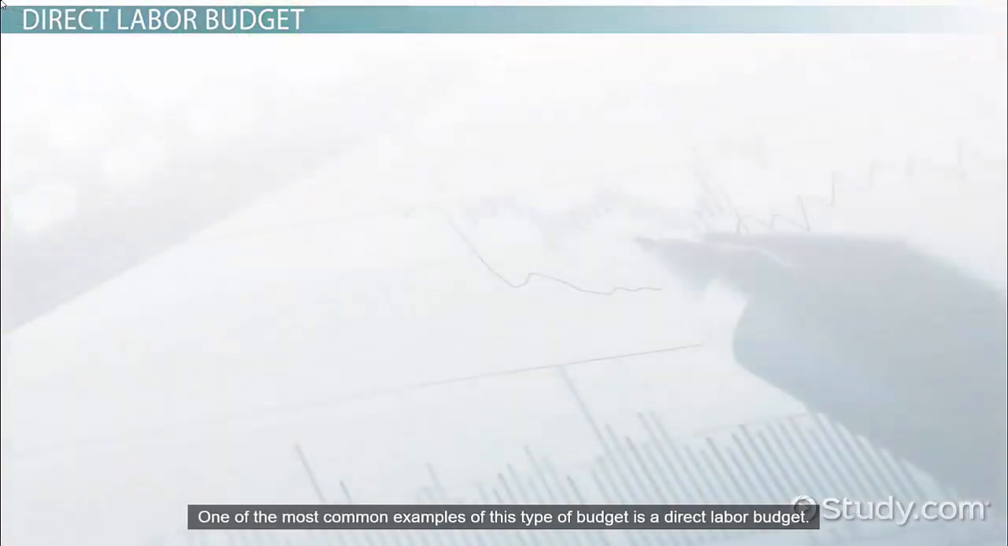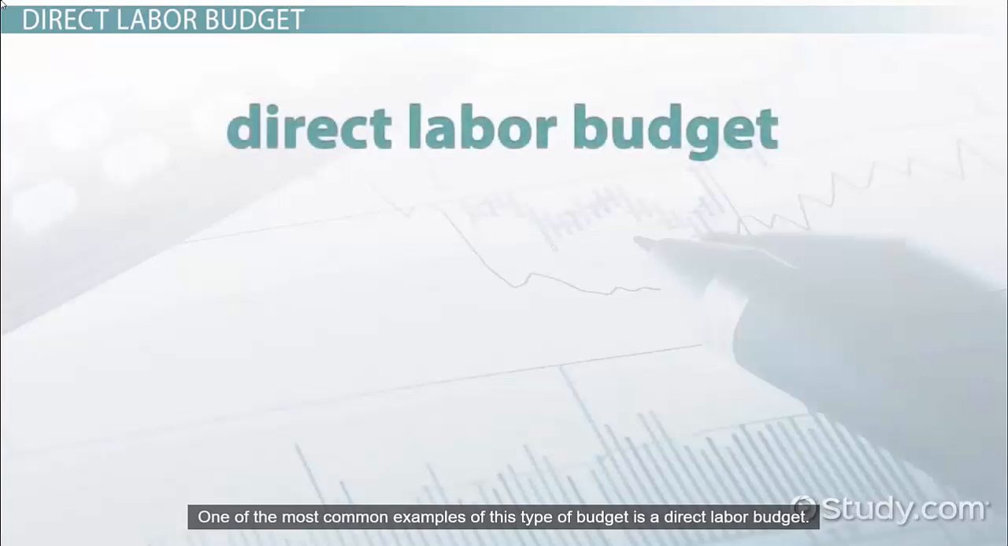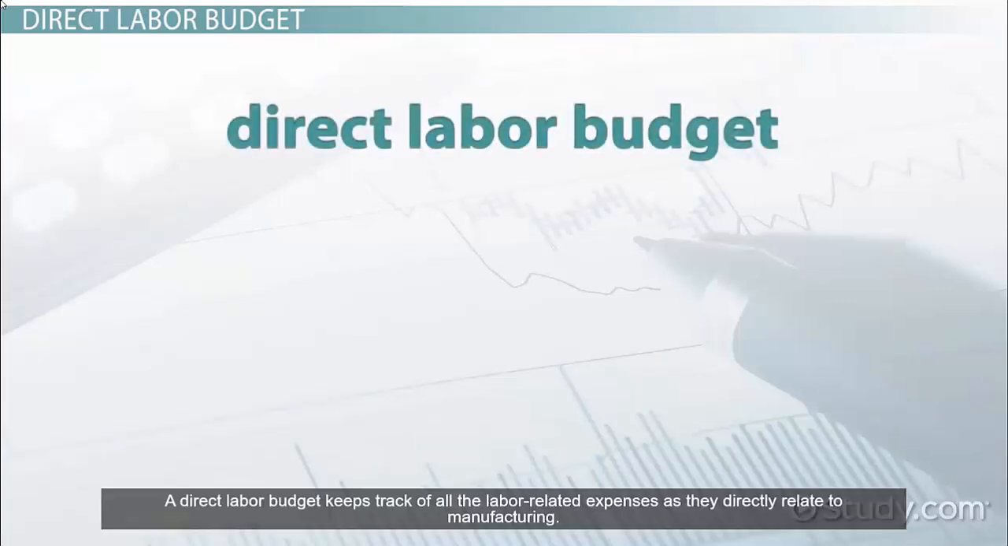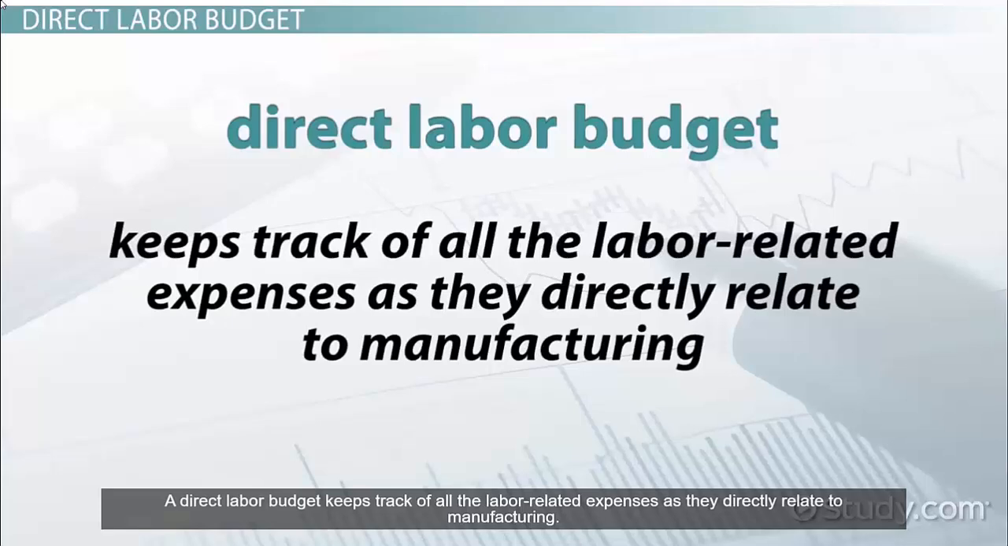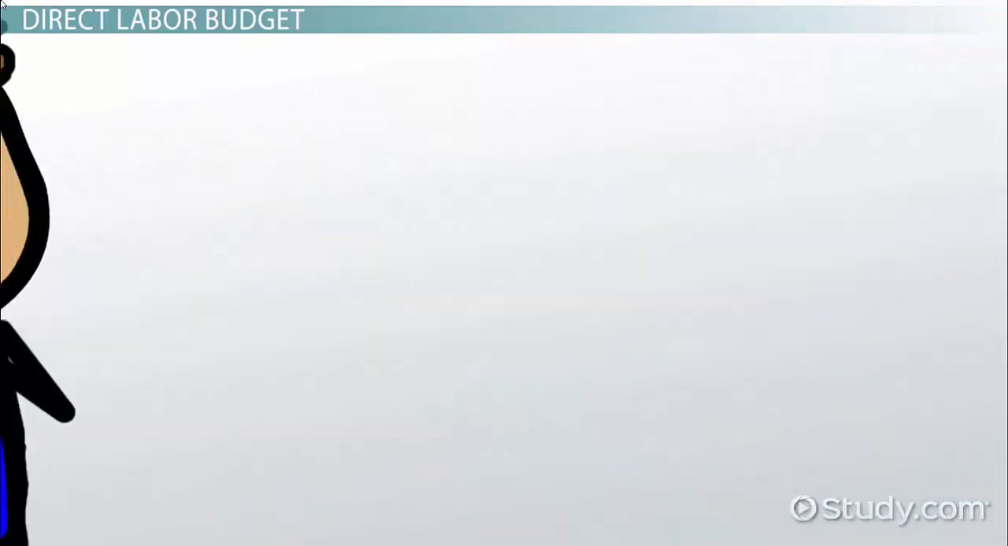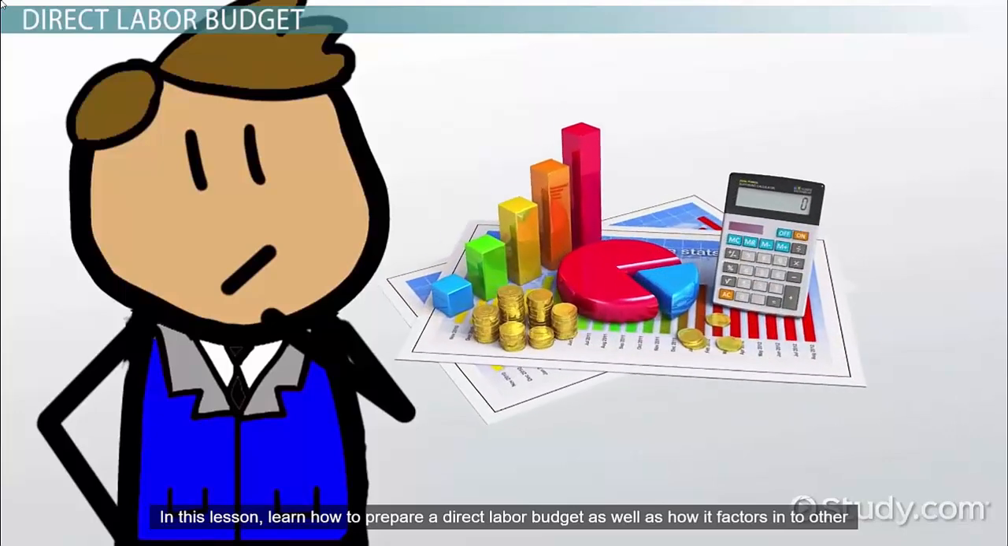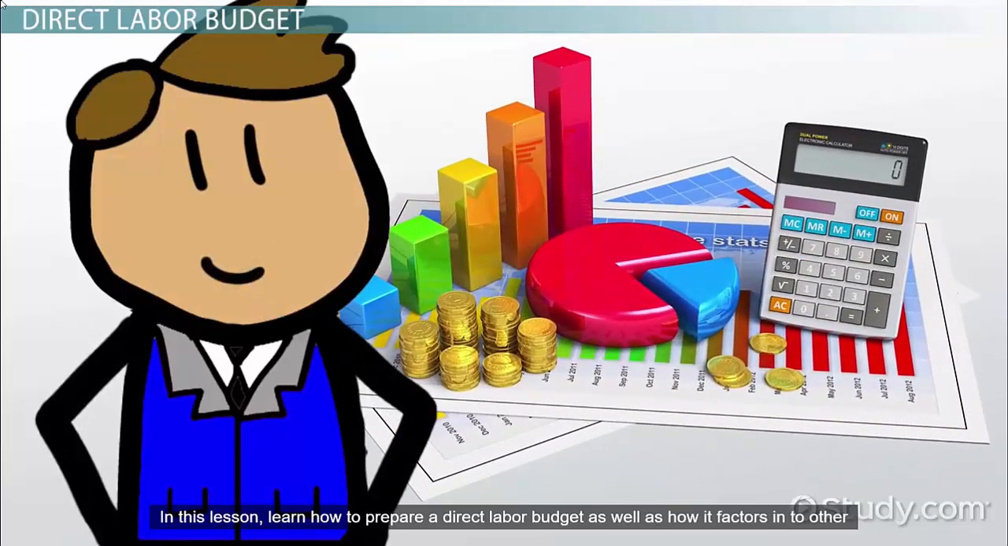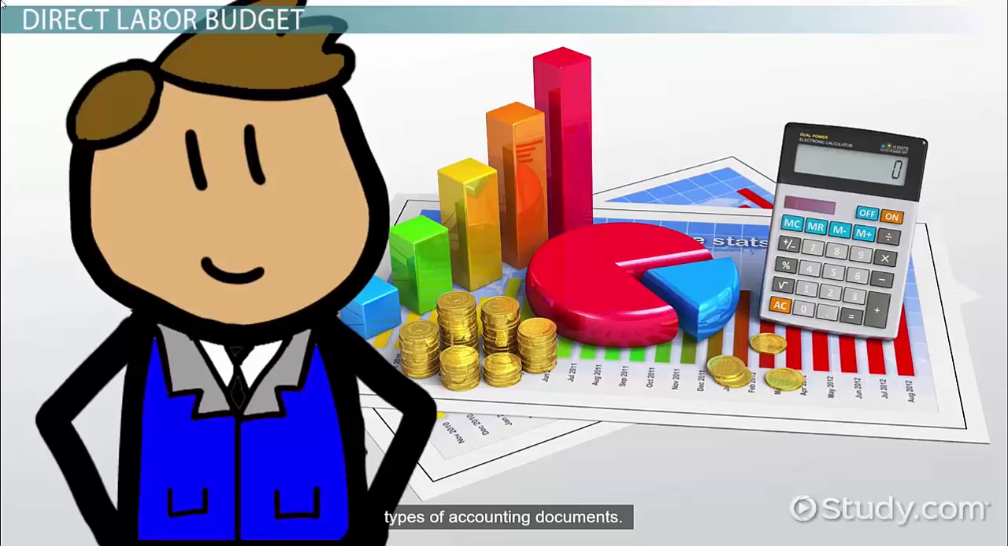One of the most common examples of this type of budget is a direct labor budget. A direct labor budget keeps track of all the labor-related expenses as they directly relate to manufacturing. In this lesson, learn how to prepare a direct labor budget, as well as how it factors into other types of accounting documents.